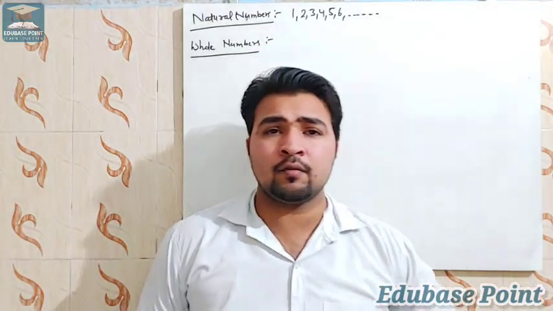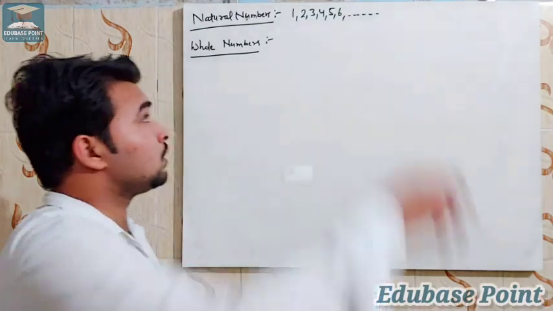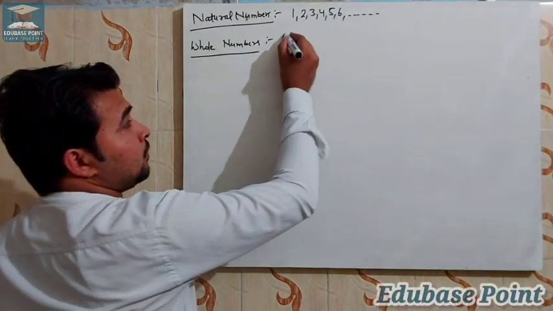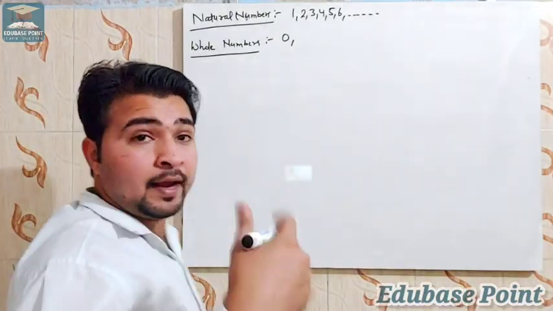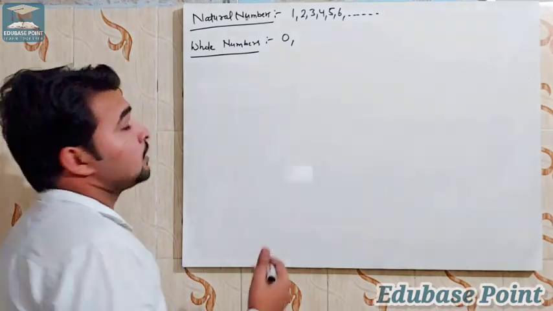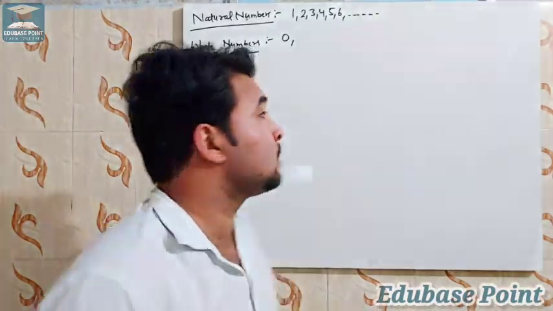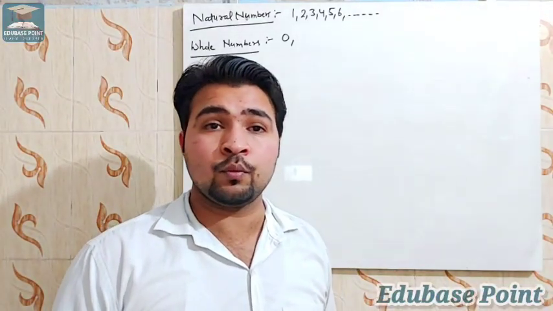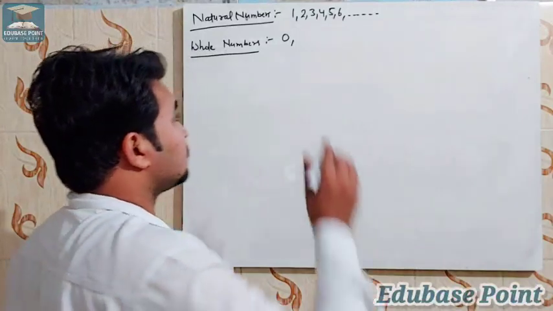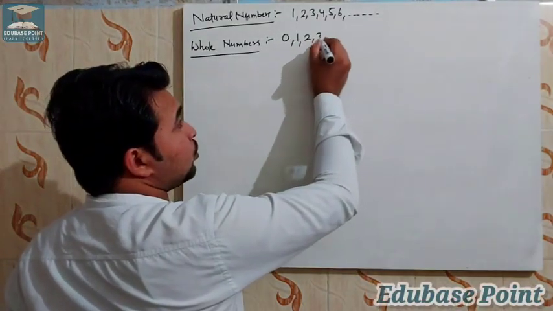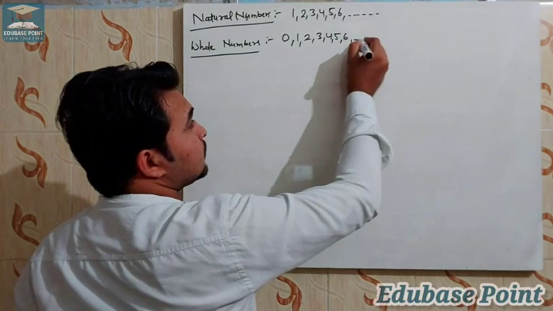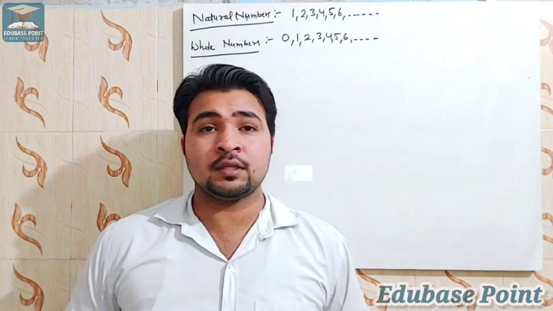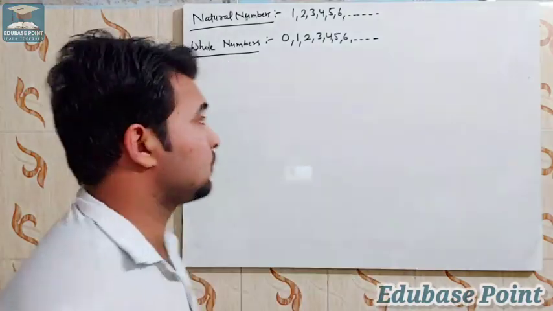You can simply say that when we put a 0 in the natural numbers, then the numbers are whole numbers. When we add 0 to the natural numbers, the numbers are whole numbers. So we can say that the numbers which start from 0 are whole numbers: 0, 1, 2, 3, 4, 5, 6 and so on. These are whole numbers.